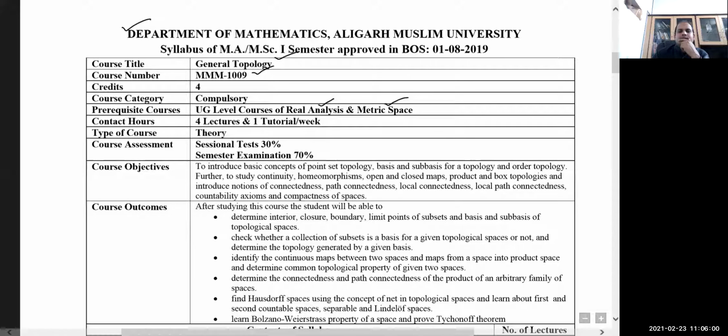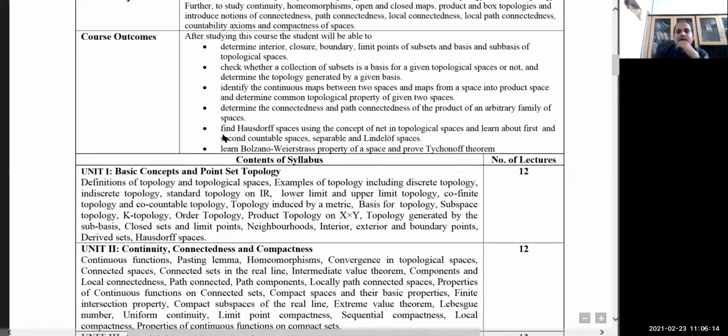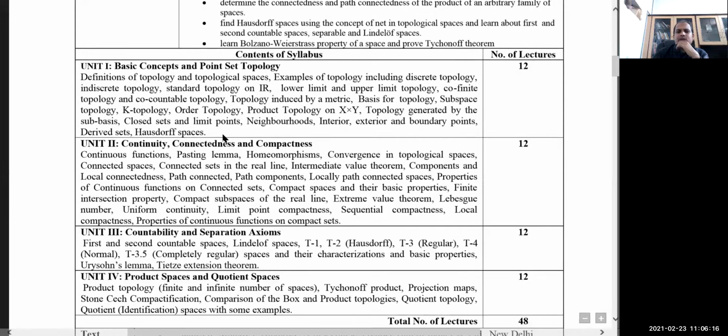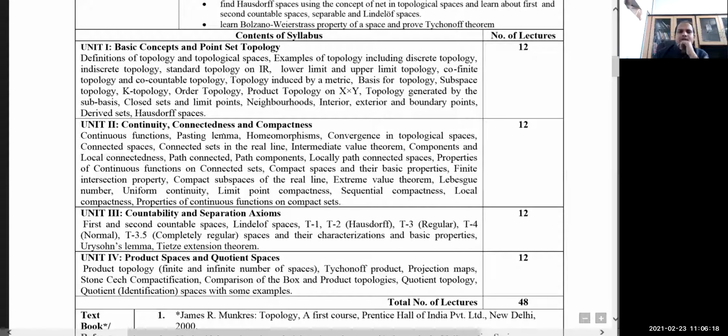Even last year's lectures of real analysis are already available on YouTube. So you can go to the playlist and revise from there. And metric spaces. You can see that unit 1 is basic concepts and point set topology. So in this we will start from topology and topological spaces.